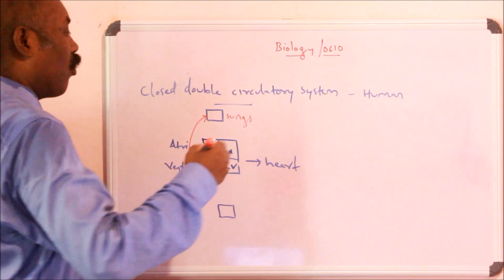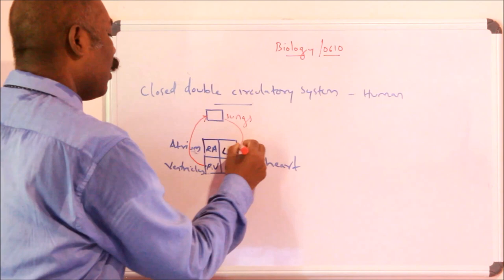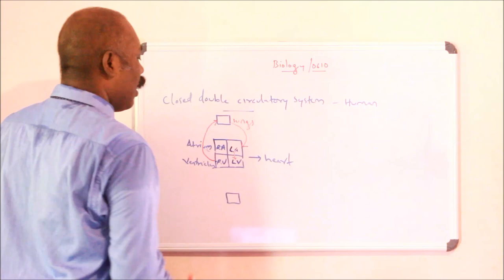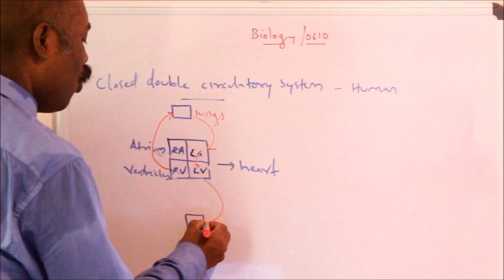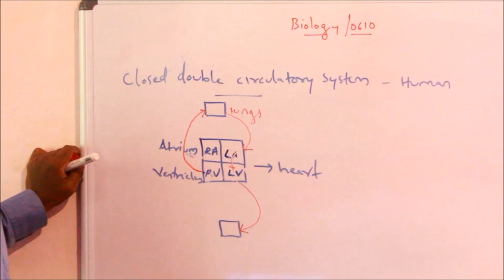Then the blood with oxygen, the oxygenated blood, comes back to the left atrium. So the blood is coming back to the left atrium. Then from there it moves to the left ventricle. The left ventricle will pump the blood to the full body, and that is through arteries, arterioles and blood capillaries. From the blood capillaries, exchange of gases takes place.